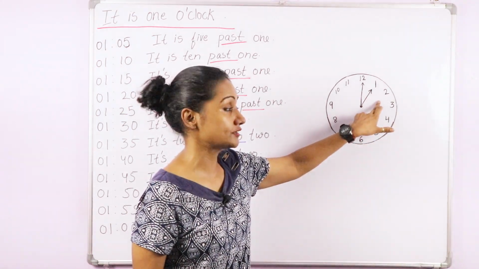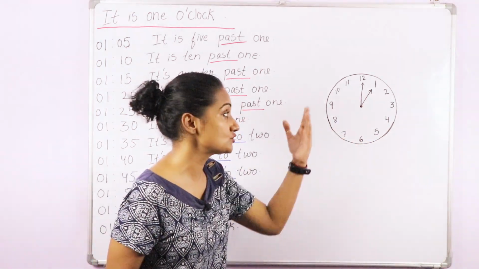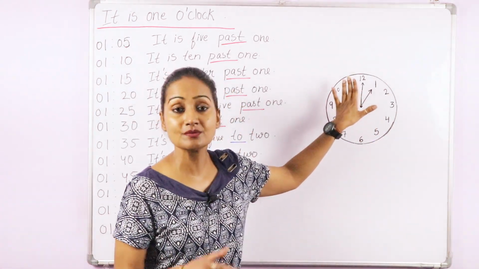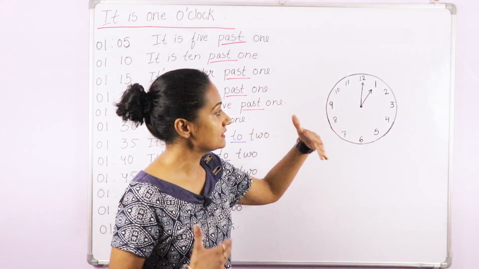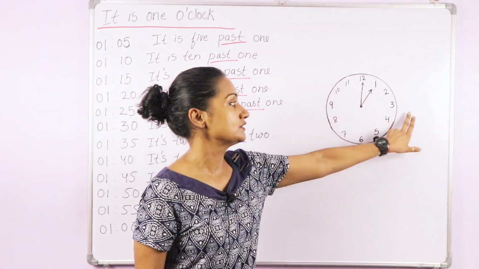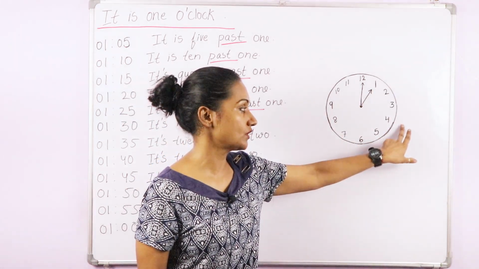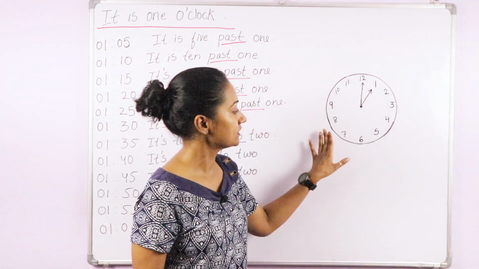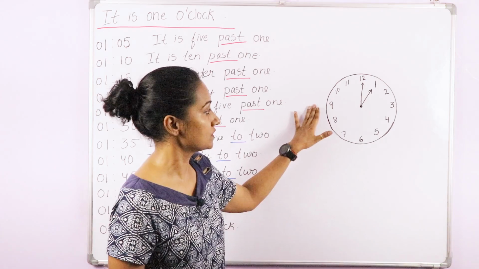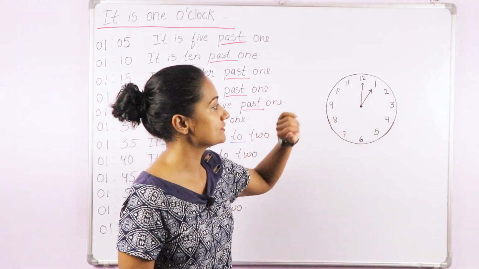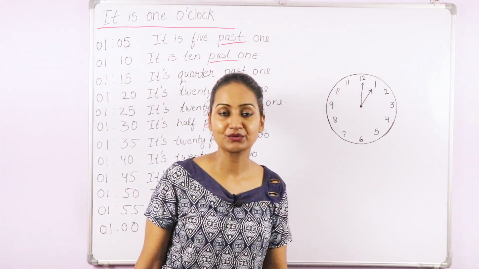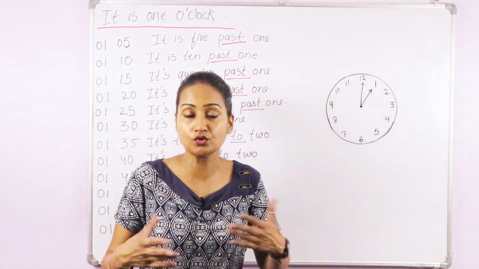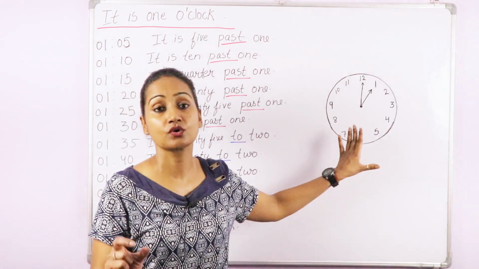If the hour hand comes at 2 or 3 or 4 and the minute hand remains at 12, then it is going to be 2 o'clock, 3 o'clock, 4 o'clock, 5 o'clock, 6 o'clock, 7 o'clock, 8 o'clock, 9 o'clock, 10 o'clock, 11 o'clock, 12 o'clock. Okay, so this way when we talk about the exact hour, when there are no minutes, then we use o'clock.